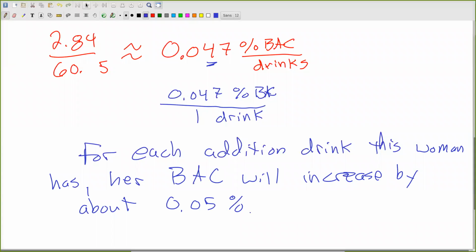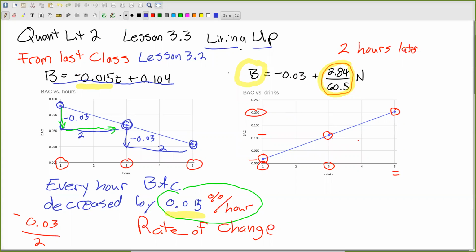So back on the graph, to get from 3 to 4 drinks, right, that's 1 drink later, her BAC here is going to go up by about 0.05. And to get from 4 drinks to 5 drinks, that's 1 extra drink, her BAC again is going to go up by 0.05. So it's always the same. This is called the run horizontally here, and then this is called the rise that way. So I have a rise here of about 0.05 vertical, and I have a run here of about 1. And that's what we call rate of change.